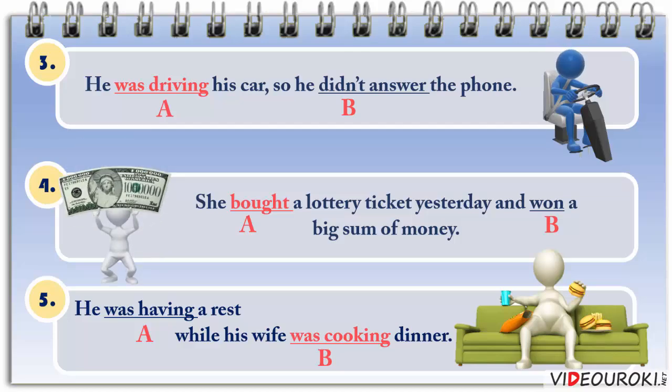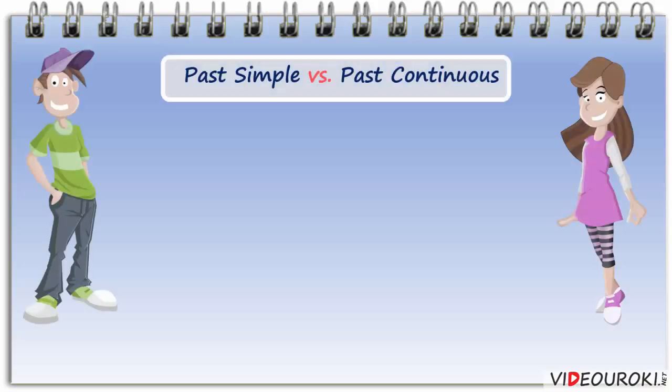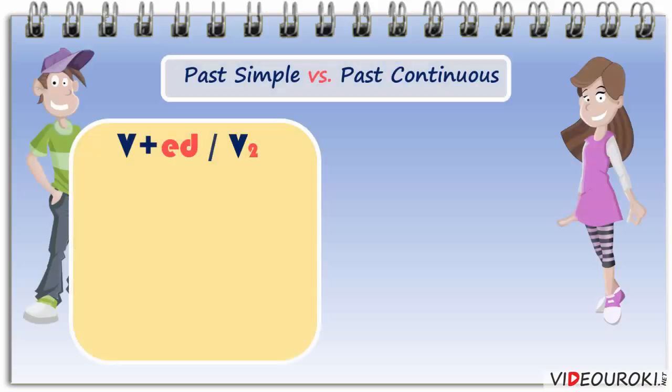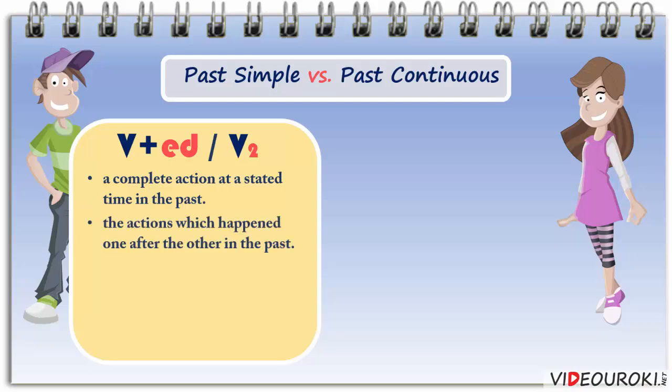And finally, let's sum up what you've done at the lesson. The past simple is formed with the help of regular and irregular verbs. The past simple is used to show a complete action at a stated time in the past, the actions which happened one after the other in the past, and to talk about the lives of people who are no longer alive.